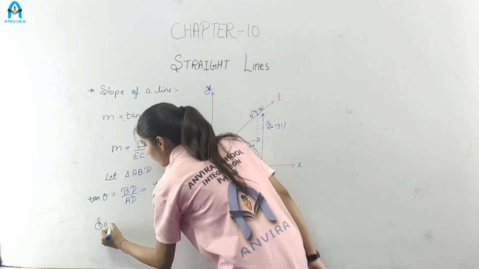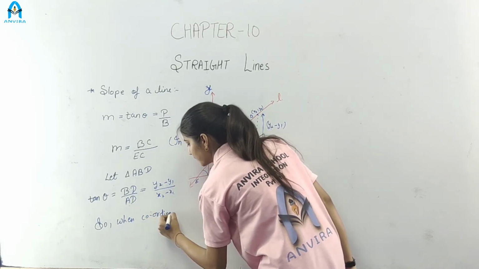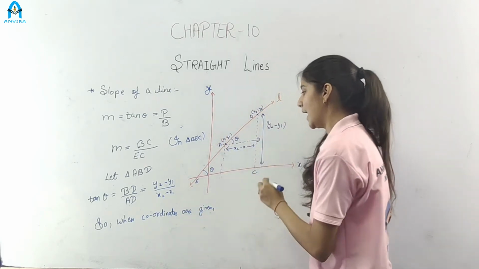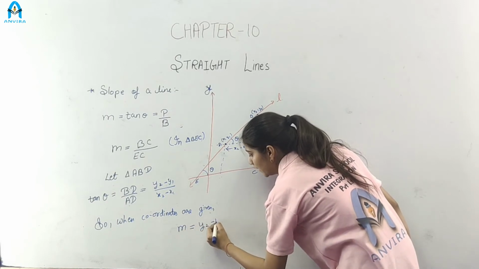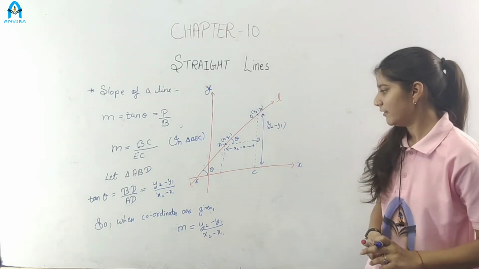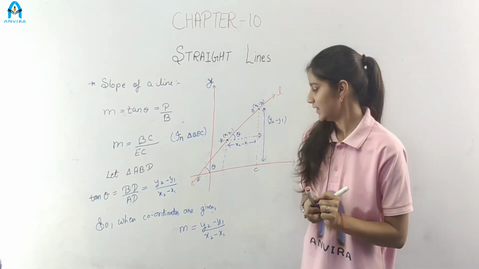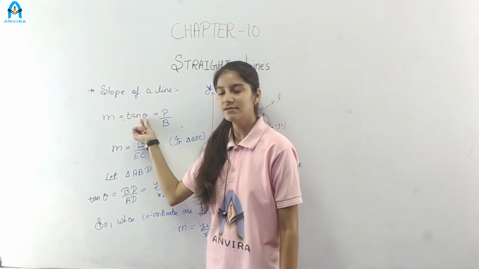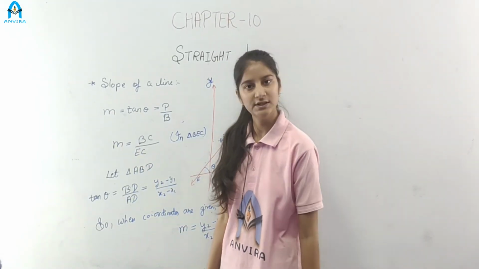So when coordinates are given, I can find the slope by the formula y2 minus y1 upon x2 minus x1, if the angle theta is not given. And if the angle of inclination theta is given, we can find the slope of the line by using m is equal to tan theta.